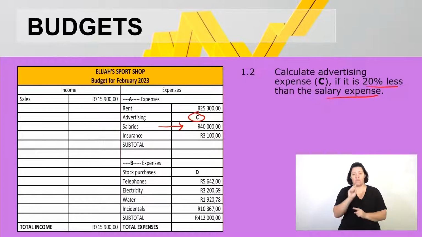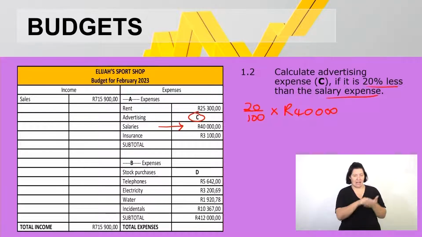So step number one, let's first see what is 20% of our 40,000. I'll start by saying 20%, so that's 20 over 100. Of means that I multiply, and I multiply that by 40,000, which is now my salary expense. Grab your calculator and please work with me, see that you get the same answer.